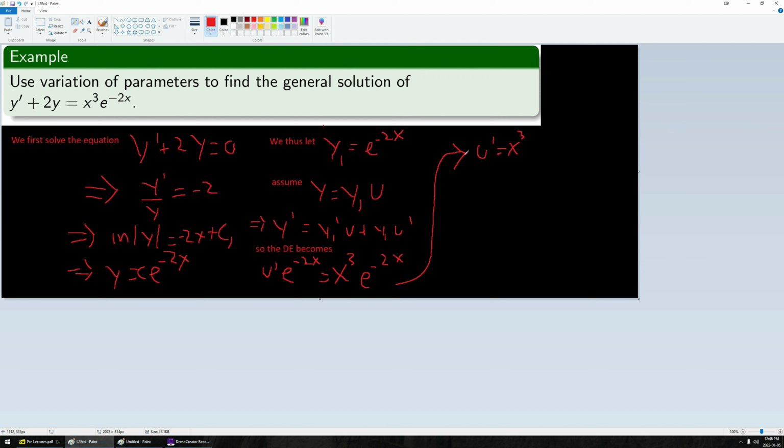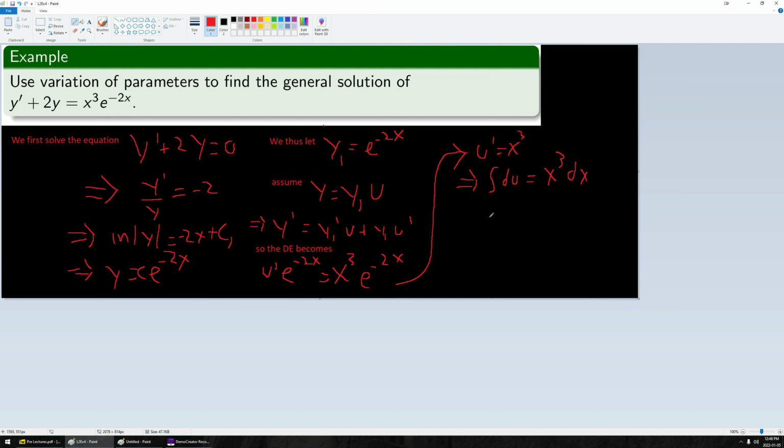Okay, so now since I have u prime is equal to x cubed, I can integrate. So here, if I integrate both sides with respect to x, I simply get that the integral of du is going to be equal to the integral of x cubed dx. Okay, so from here, this is straightforward to compute.